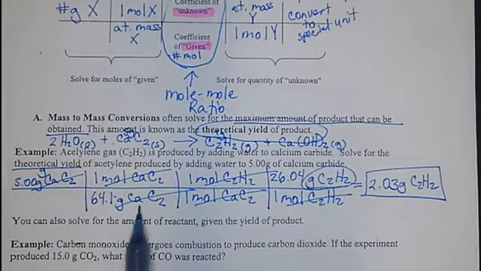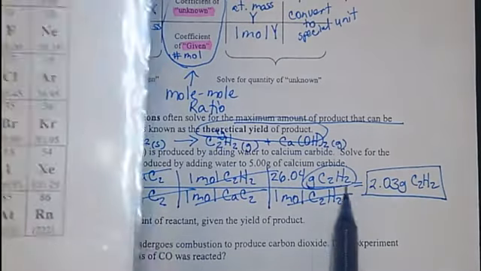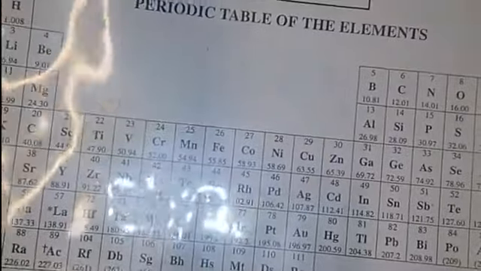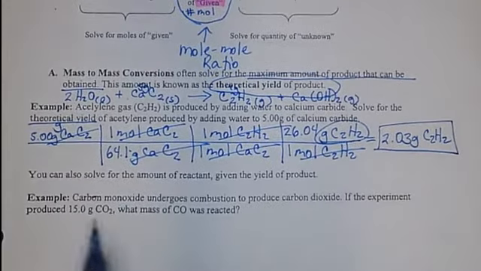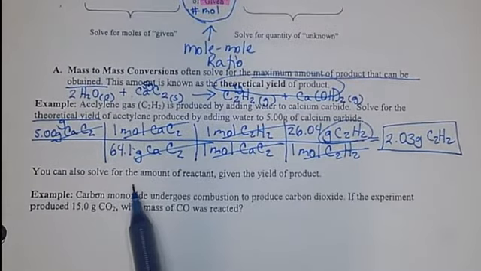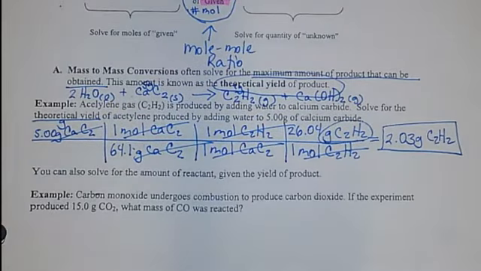And for molar mass, you guys, you can find the molar mass using your periodic table. When you're finding it, you're looking at calcium, carbon, and hydrogen. So you would be using your periodic table for that. The next one, you can do on your own, and then you can look up as soon as you're done. But you can solve for the amount of the reactant given the yield of the product.